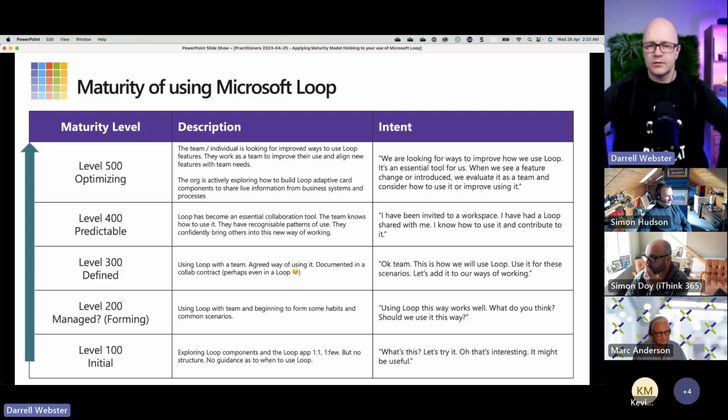But there was no structure. In fact, that's kind of what I mean by it lives in the chaos space. No guidance as to when to use Loop. It was just, here it is, go for your life. So what's this? Let's try it. Oh, that's interesting. It kind of looks useful. That might be how people are exploring that in that initial phase. They're trying things out with people.